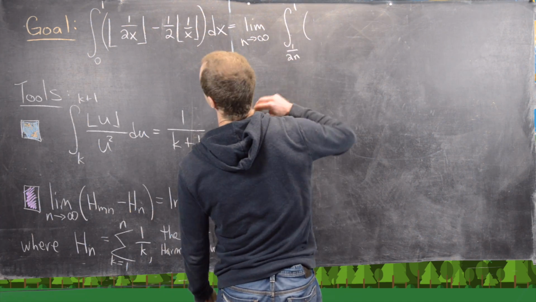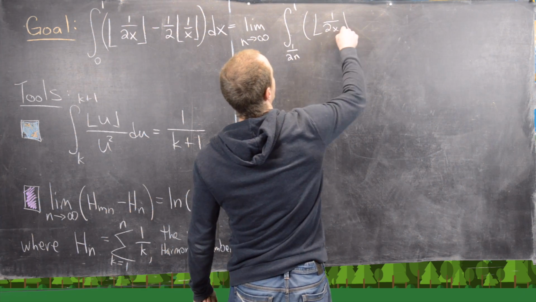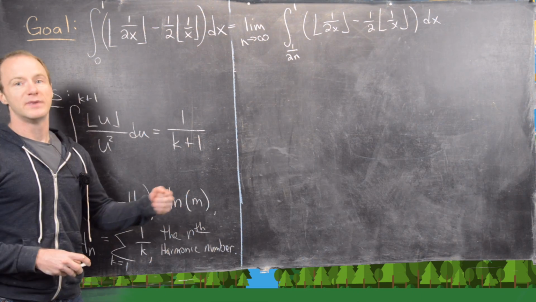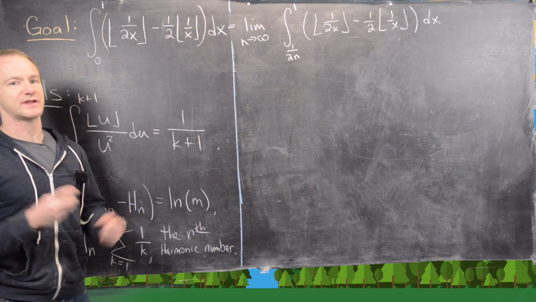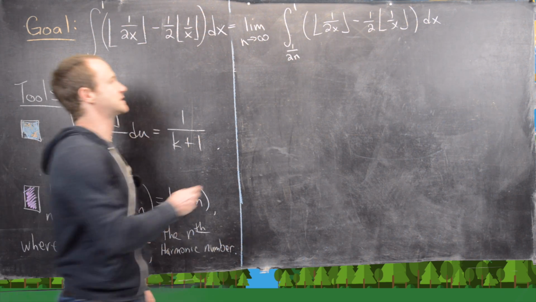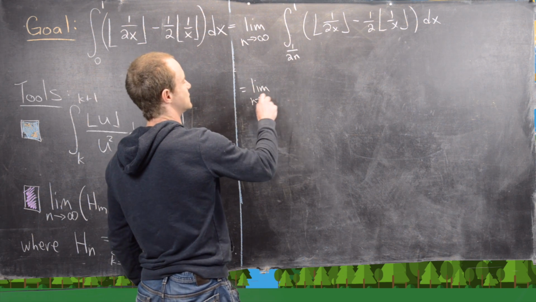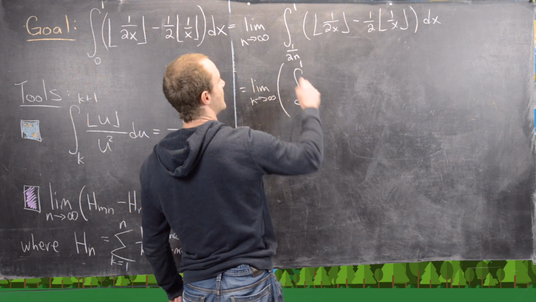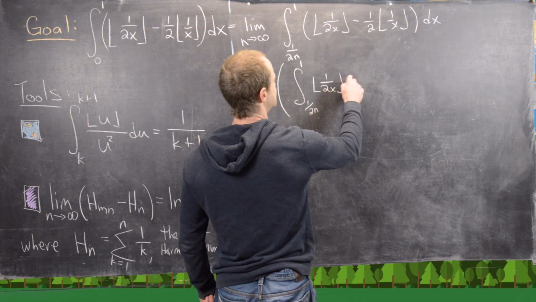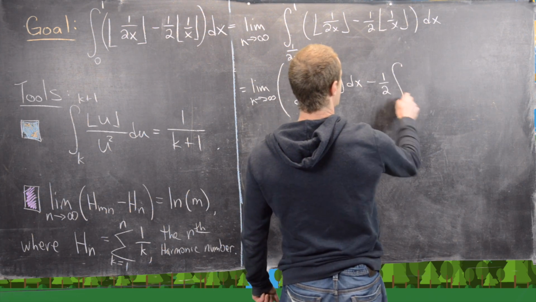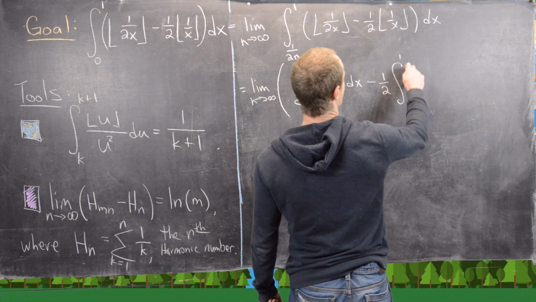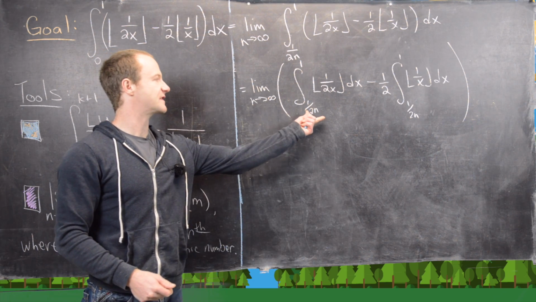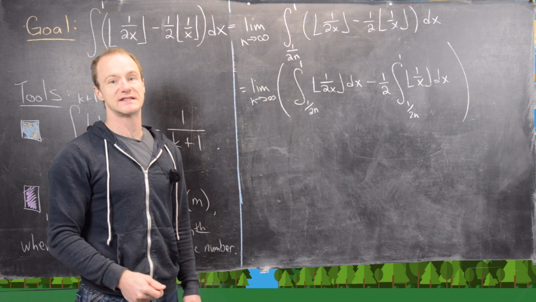Okay, and now we'll have the floor of 1 over 2x minus 1/2 the floor of 1 over x dx. But now, inside the limit, these are no longer improper integrals, so that means we can break this up into two parts. And so I'm going to write this as the limit as n goes to infinity, and then we'll have our two parts: the integral from 1 over 2n up to 1 of the floor of 1 over 2x dx, minus 1/2 the integral from 1 over 2n up to 1 of the floor of 1 over x dx. And now we're going to have a little more help to calculate this first integral. So let's see what that becomes.